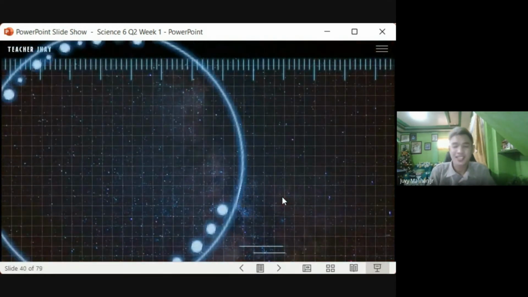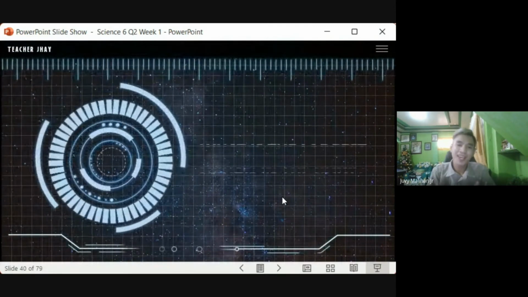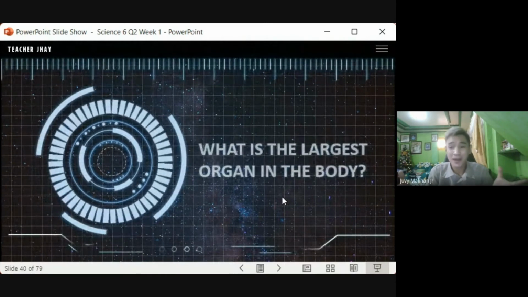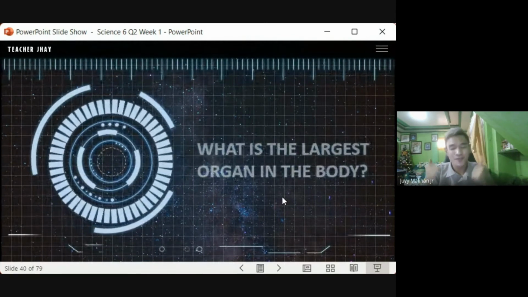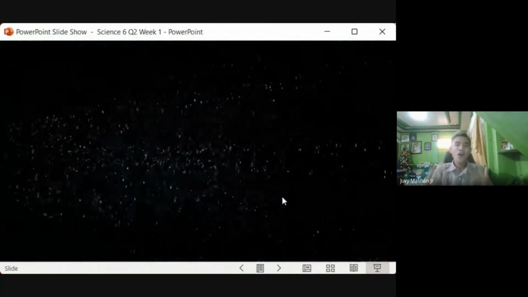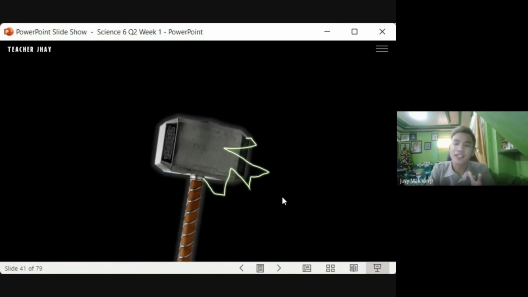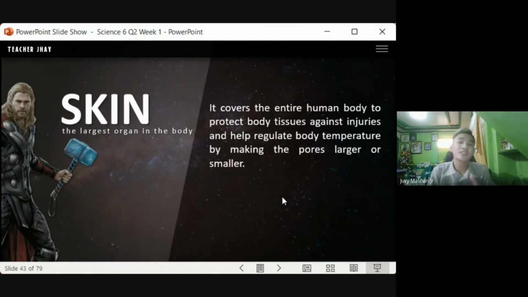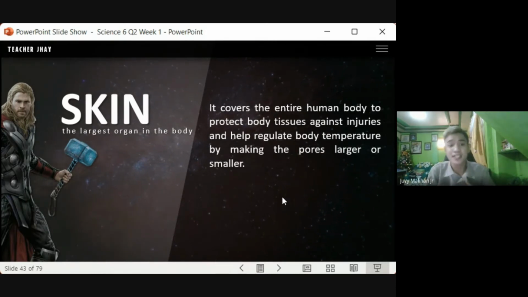Now, I have a question, class. What do you think is the largest organ in the body? Do you have any idea? Very good. That is skin. Of all the organs in the body, the largest organ is the skin. When we say skin, it covers the entire human body to protect the body tissues against injuries and help regulate the body temperature by making the pores larger or smaller.